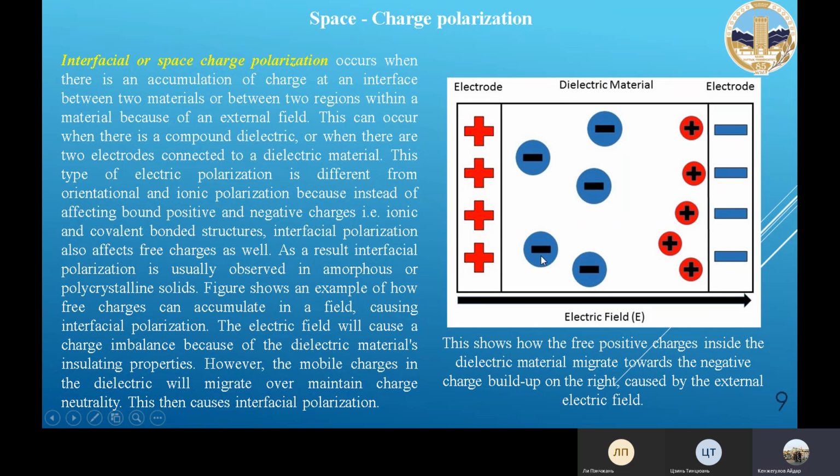The electric field will cause a charge imbalance because of the dielectric material's insulating properties. However, the mobile charge in the dielectric will migrate to maintain charge neutrality. This causes space charge polarization. This shows how the free positive charge inside the dielectric material moves towards the negative build-up on the right, caused by the external electric field.